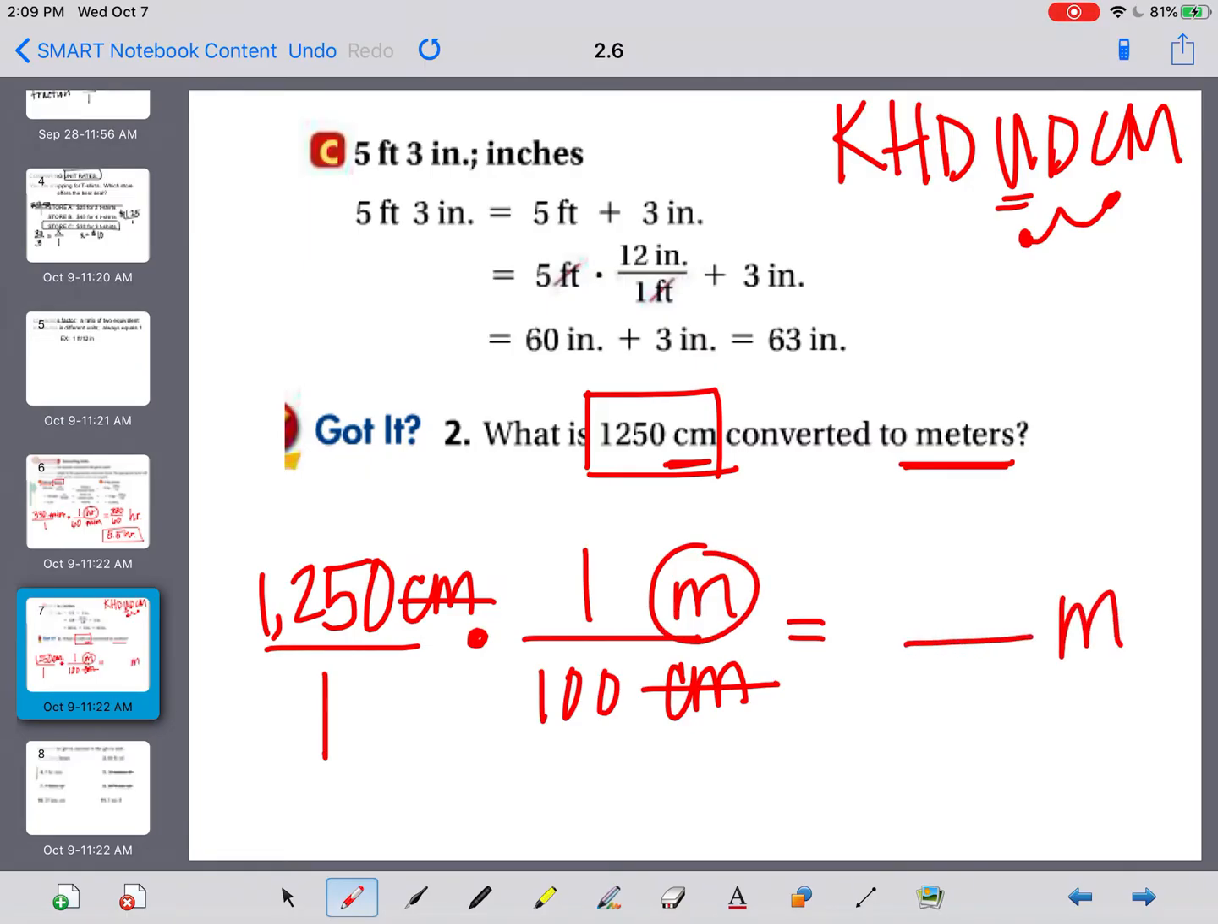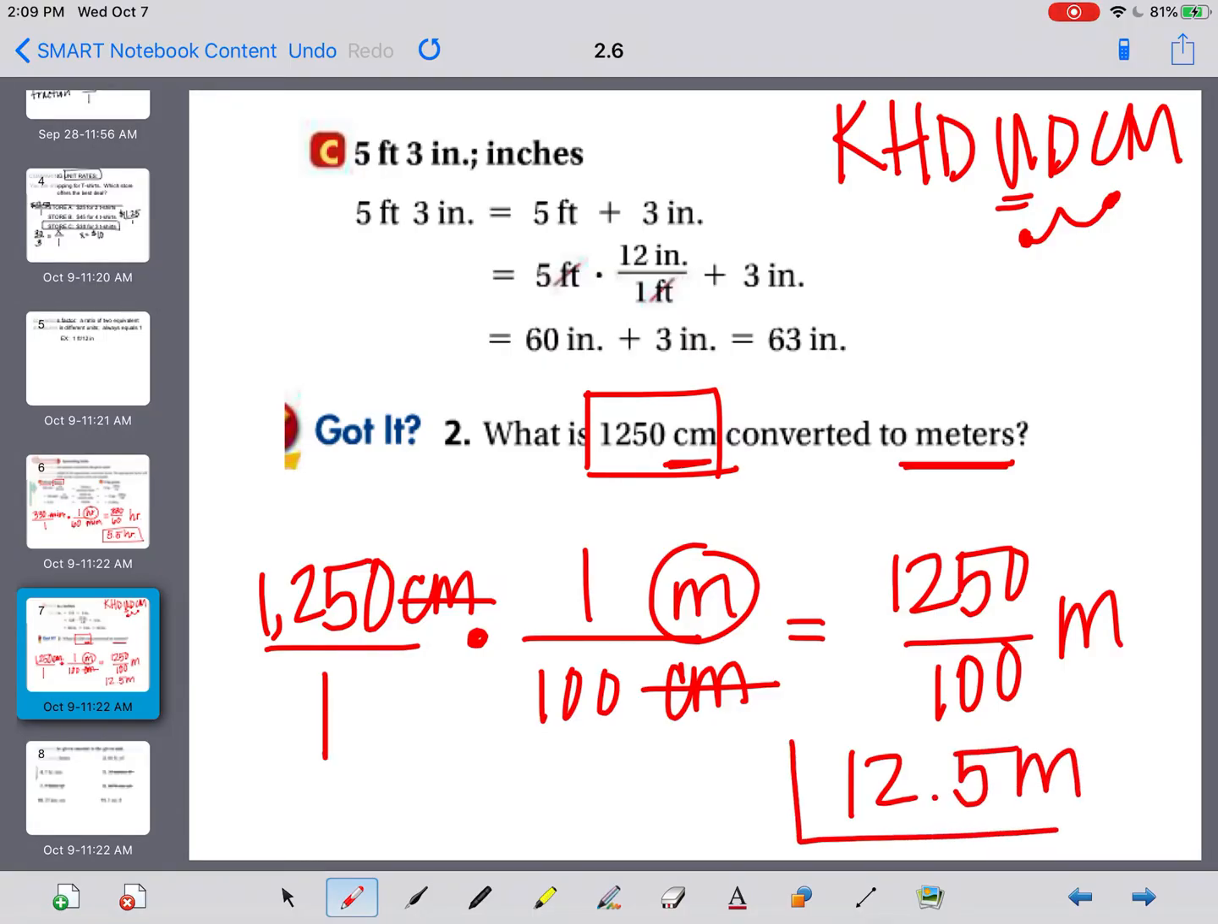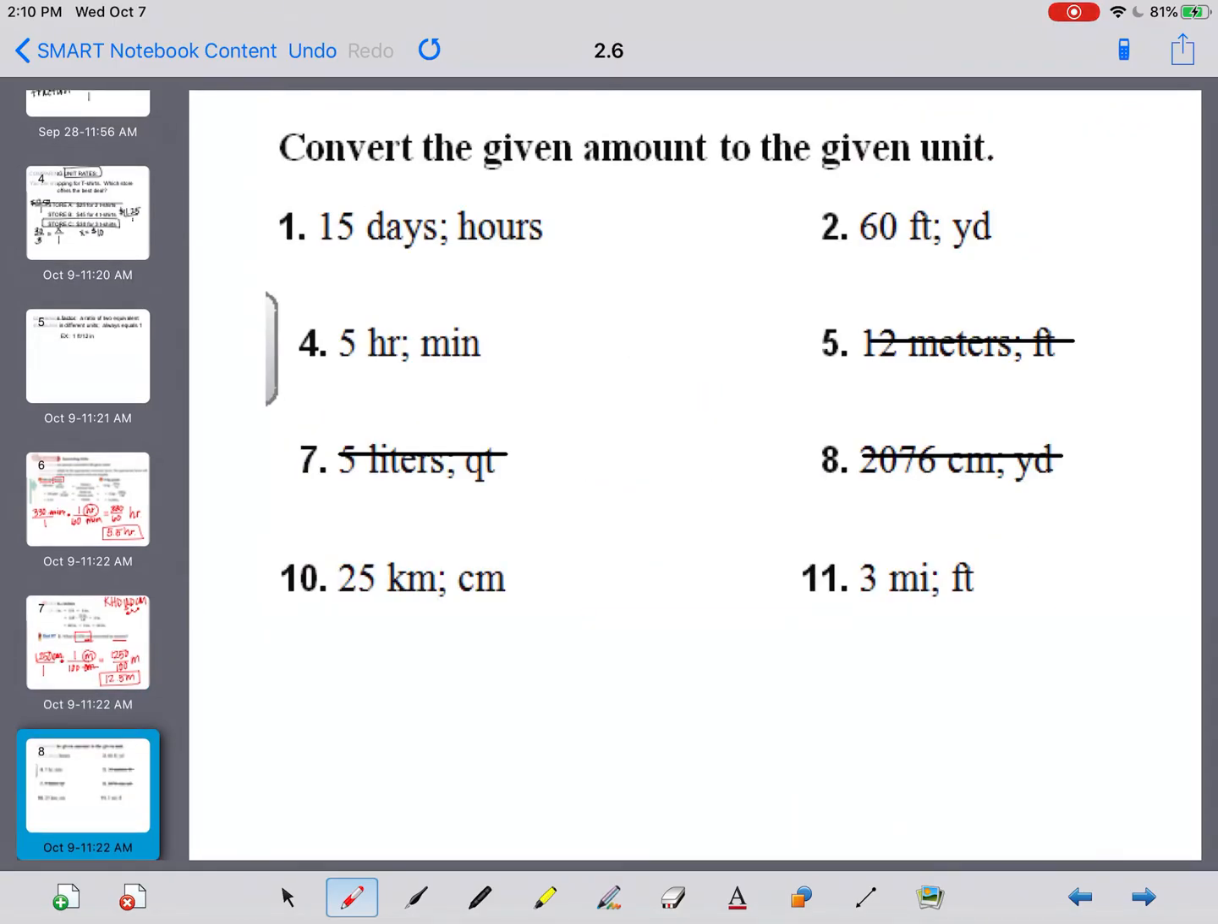Now when I multiply straight across, I end up with just meters, but I have 1,250 over 100, and then I divide that out and I get 12.5 meters.